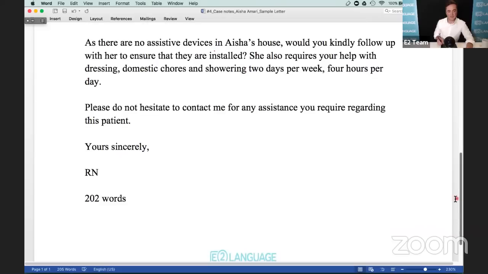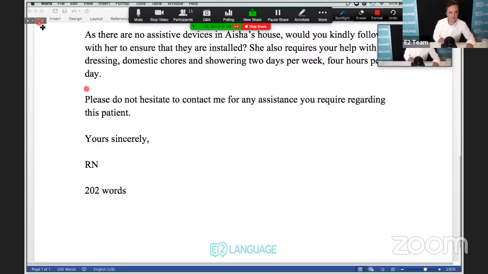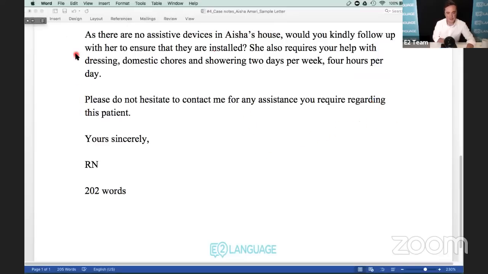Cool. And then finally, we've got this sentence you can memorize. This is just a formality, a certain way of writing, and it looks like this. Please do not hesitate to contact me for any assistance you require regarding this patient. You can memorize that. All of this up here, you can't memorize. This is where you need to be flexible. This is where you need to have good vocabulary, grammar. You need to be able to turn those case notes into grammatical sentences. Yours sincerely, registered nurse.